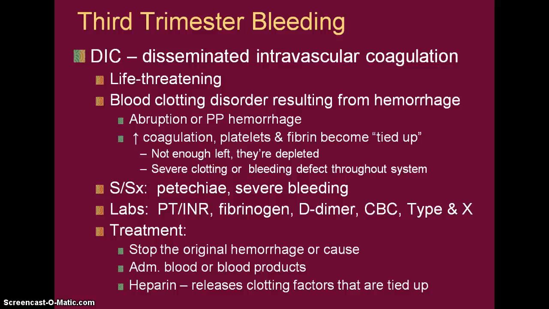So after a hemorrhage, there's a high level of coagulation taking place at that location of the hemorrhage. And so the platelets and fibrin in her blood become tied up and busy. There then are not enough of them left. They become depleted. So the result is either severe clotting or bleeding defect throughout the rest of the system. We might see symptoms of petechiae or severe bleeding from the vagina or from other body orifices.